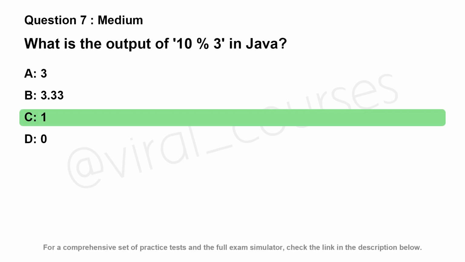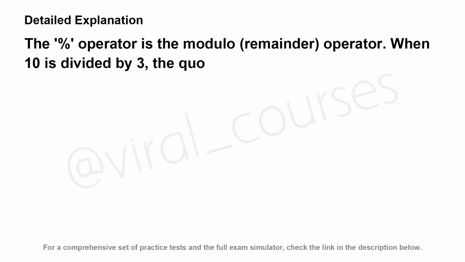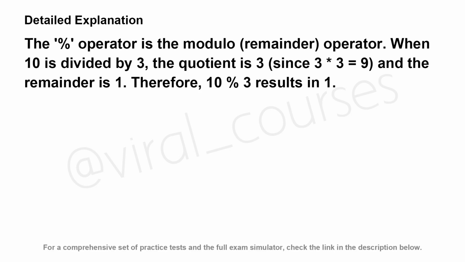The correct answer is C. The percent operator is the modulo remainder operator. When 10 is divided by 3, the quotient is 3, since 3 times 3 equals 9, and the remainder is 1. Therefore, 10 % 3 results in 1.